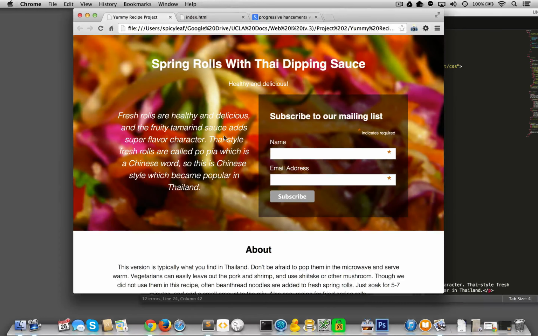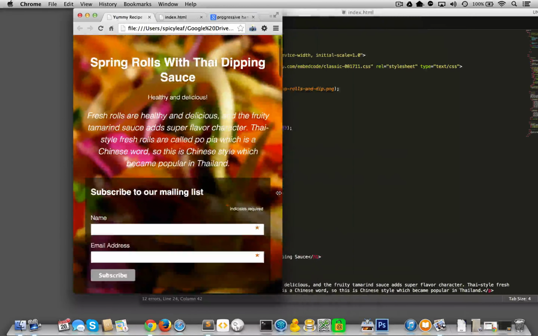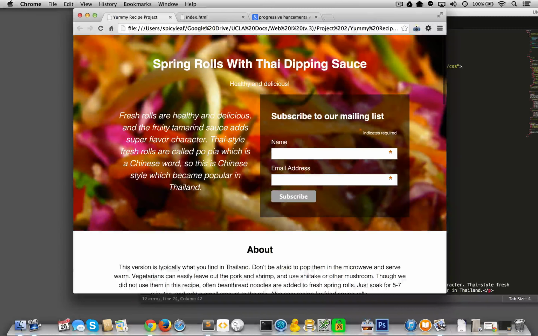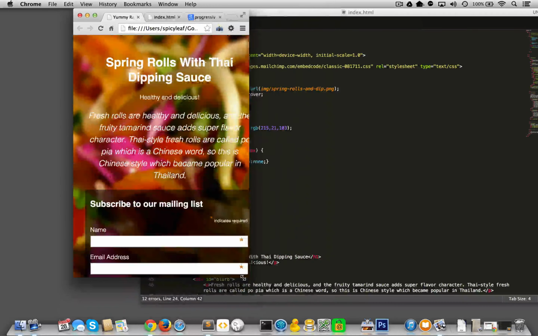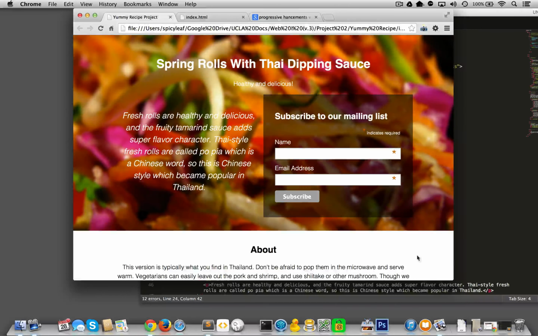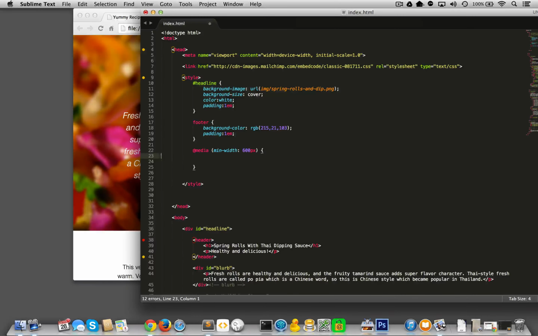All right, we set up a breakpoint, and this is the finished product. We see that at 600 pixels, we want this guy to go to the right and this guy to go to the left, and then when they're stacked like so at narrow viewports.